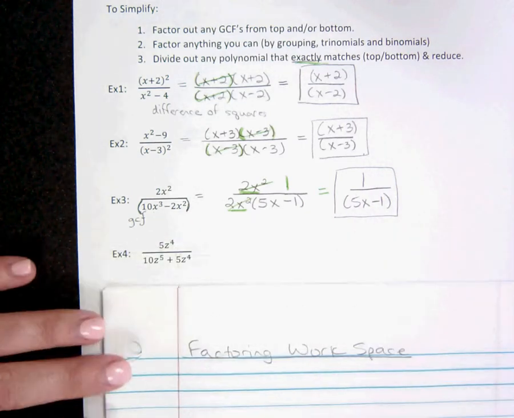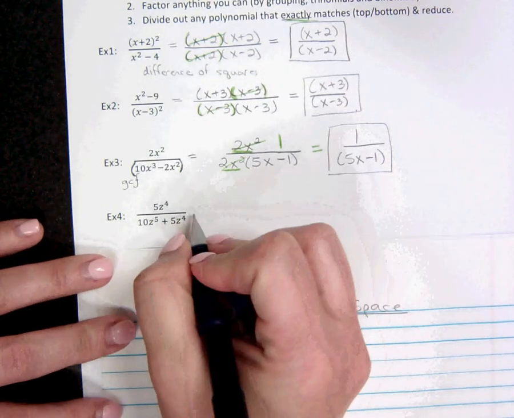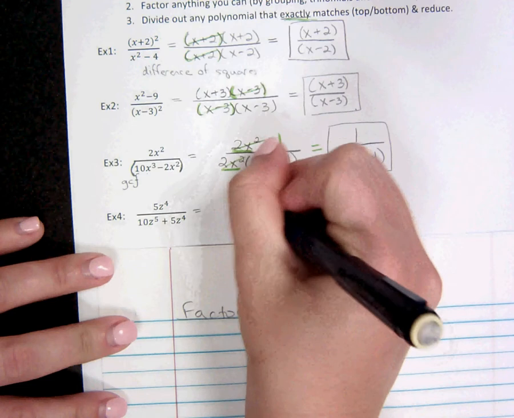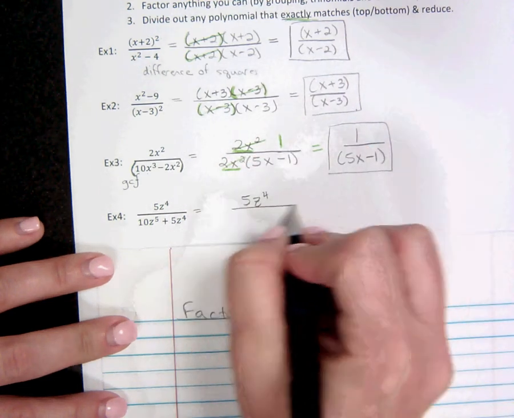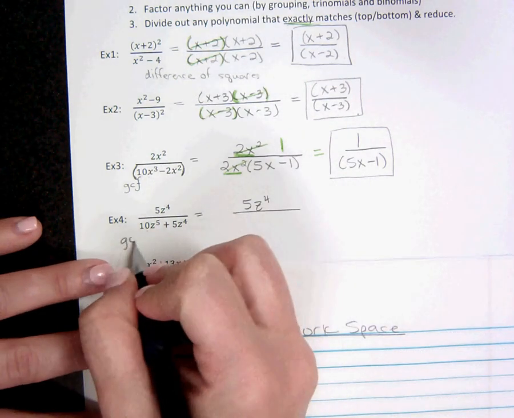Again, if you'd like to pause the video and try example 4, it's very similar. We just have a single term on top, 5z to the 4th, so it will still be 5z to the 4th. On the bottom I have a binomial, but I'm not sure what to do with it, so I'm going to look for a GCF.